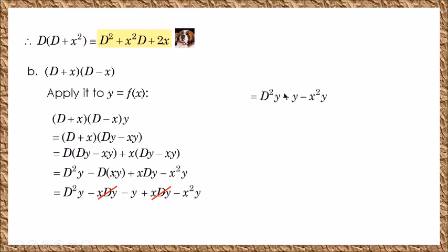So getting D squared applied to y minus x squared y. Let's move y to the right. So getting D squared minus 1 minus x squared applied to y. So hence D plus x, D minus x when expanded is given by D squared minus 1 minus x squared.